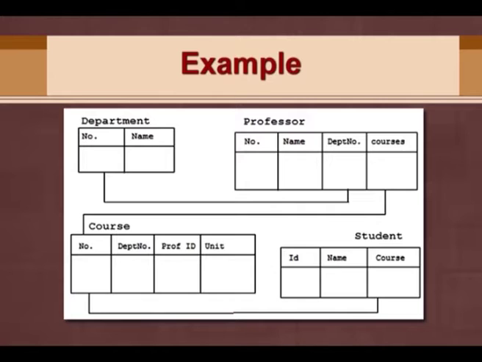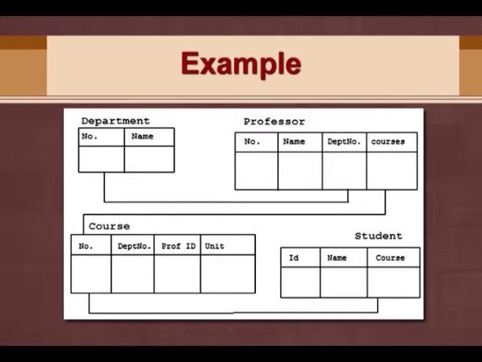In the professor table you have professor number, name, department number, courses, and then likewise there is a relationship between the department and the professor also. Department number is the common field, just look over there, department number is written over there in the department as well as in the professor field, department number and department number. Likewise for the courses also: course number, department number, professor ID, unit. So these are related, the professor table and the course table are related.